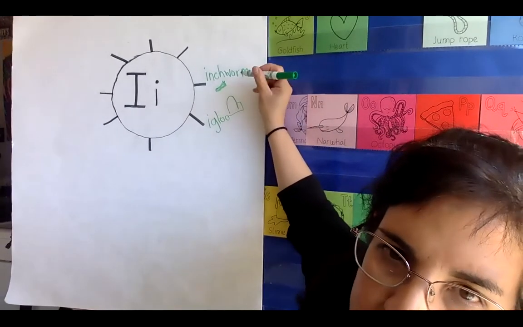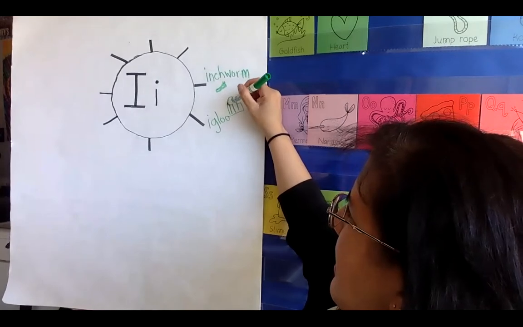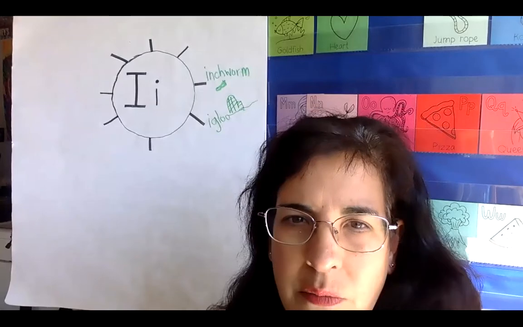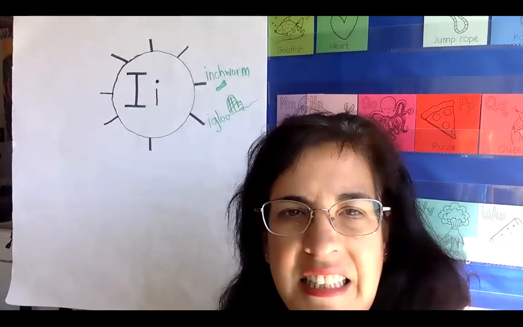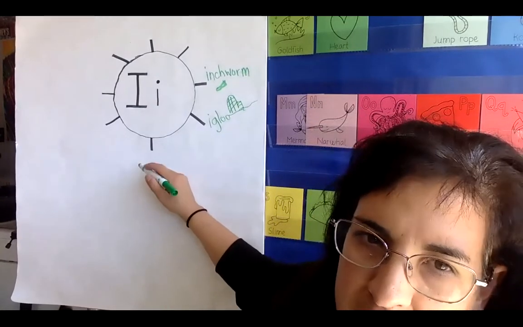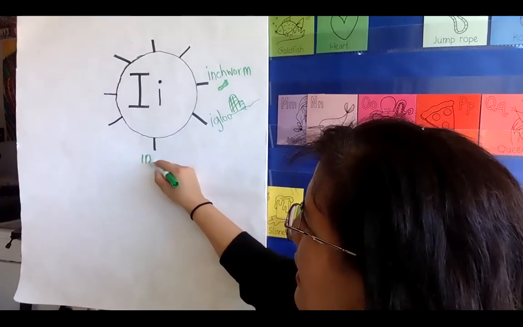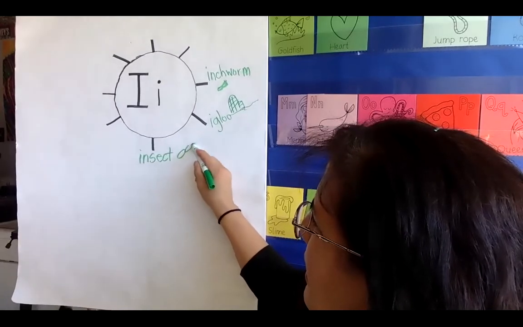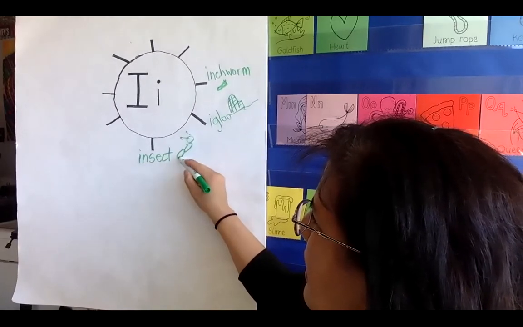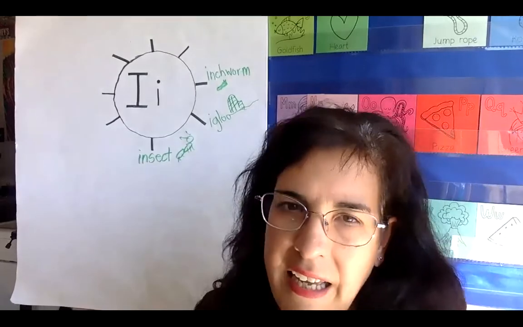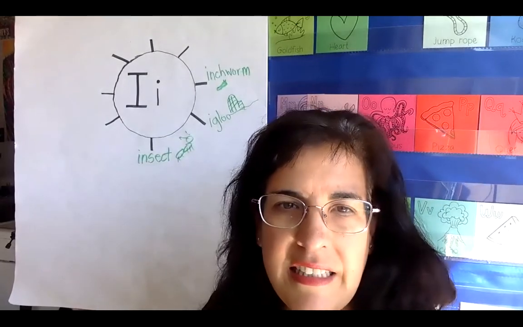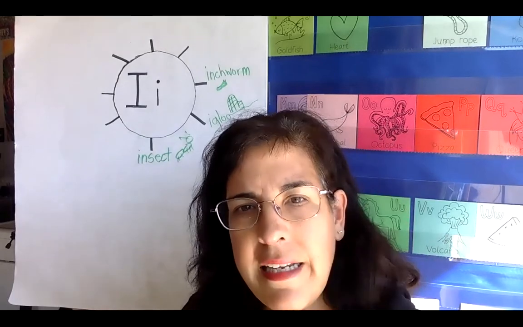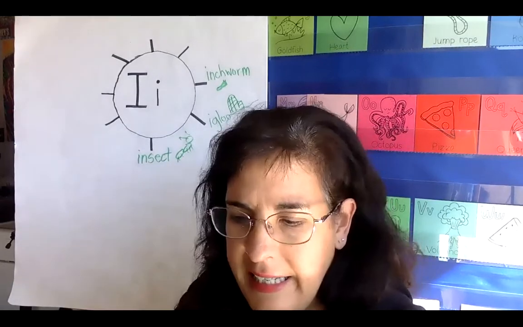Igloo is a house made out of ice. All right. And then one more we're going to add is insect. Insect is another word for bug. Okay. So there can be a bunch of different insects. So we're going to be concentrating on the letter I this week. I is for igloo. I.